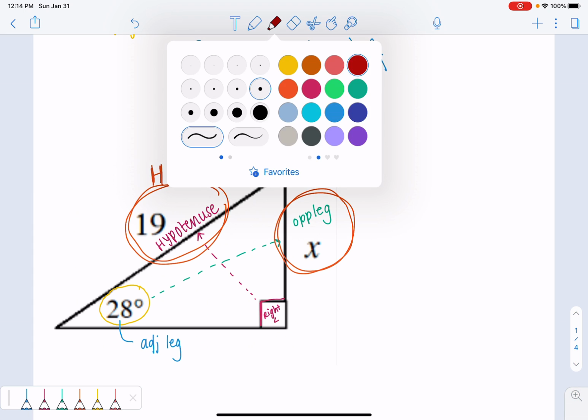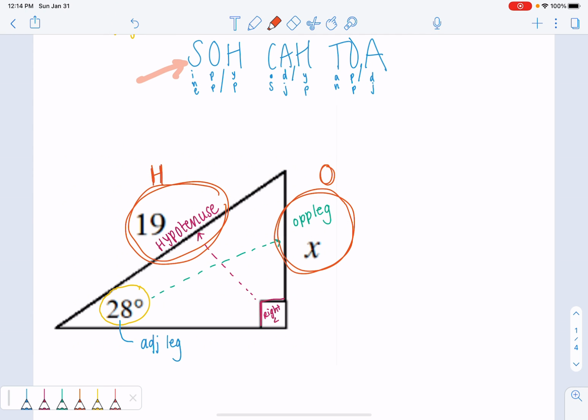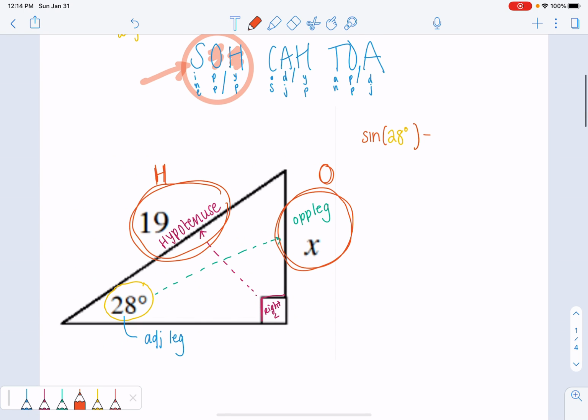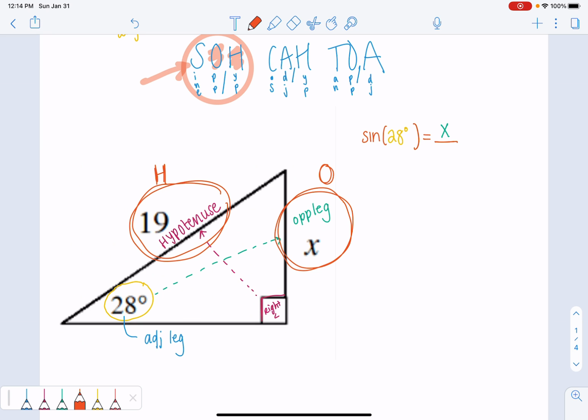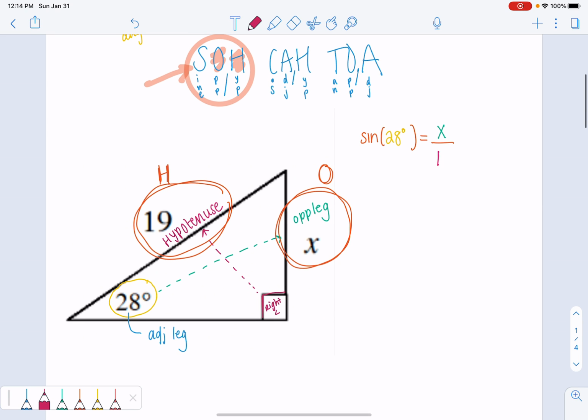So we're going to pick SOH, or sine, because we have the O and the H. So we have sine of our angle equals opposite divided by hypotenuse.